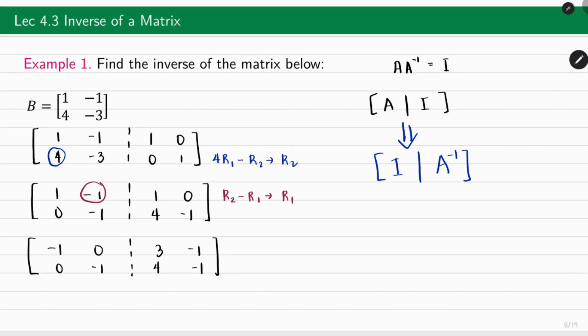Alright. For the first row, we're going to make the first entry positive and for the second row as well. So we are going to multiply by negative 1. Negative R1 will be the new R1. Negative R2 will be the new R2. Applying this row operation, we will now have the inverse actually.